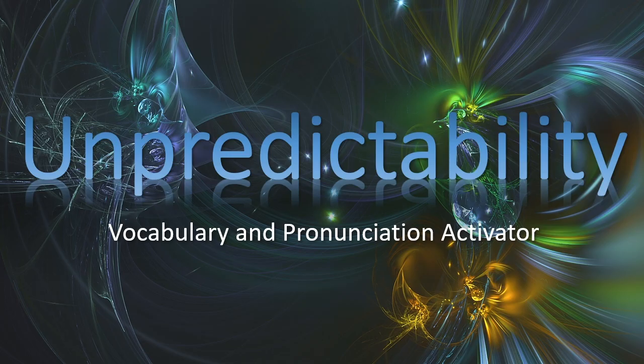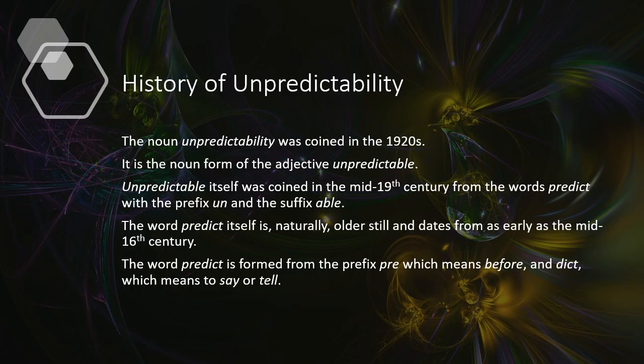Unpredictability. Vocabulary and pronunciation activator. The noun unpredictability was coined in the 1920s. It's the noun form of the adjective unpredictable. Unpredictable itself was coined in the mid-19th century from the words predict with the prefix un and the suffix able. The word predict itself is, naturally, older still, and dates from as early as the mid-16th century.